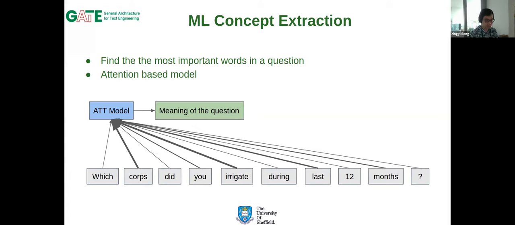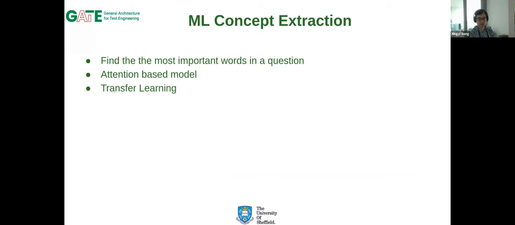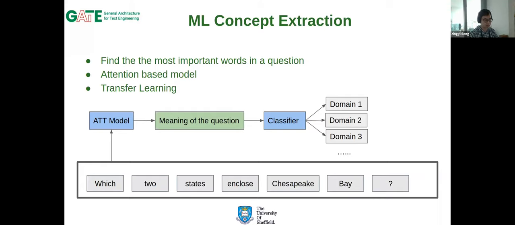But the problem is we didn't have any training instances when we began this project. So what we did was use the idea of transfer learning. Instead of training our model on socioeconomic data, we train it with other data that shares some similarity. For example, here we are using data that is actually used in question answering systems. They are aiming at different tasks: they are trying to classify sentences into different domains, like whether it is talking about a location or people. The idea is we plug in our attention model there and get the meaning of the question.